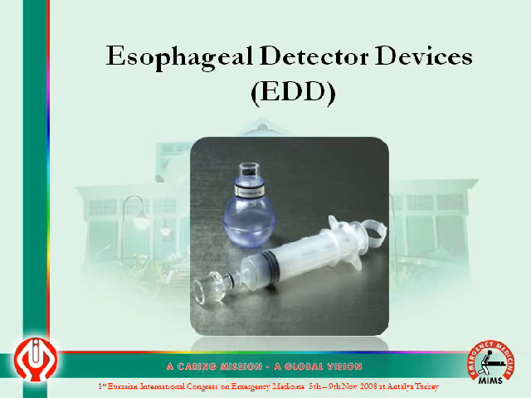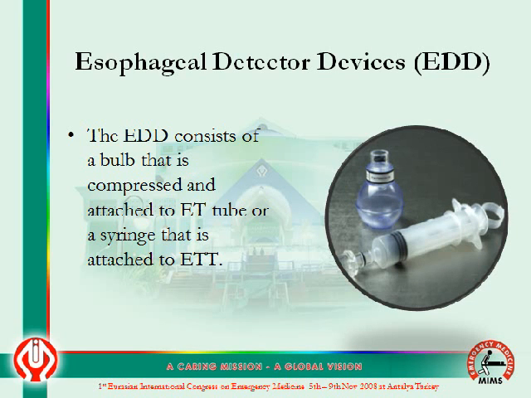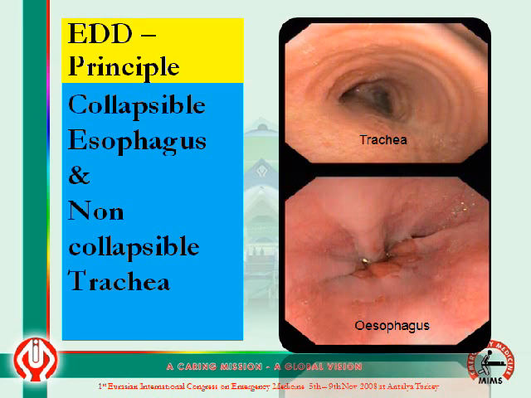Another wonderful, cheap device is called the EDD, that is the esophageal detector device. The EDD consists of a bulb that is compressed and attached to the endotracheal tube, or a syringe attached to the endotracheal tube. How does it work? What is the principle behind it?